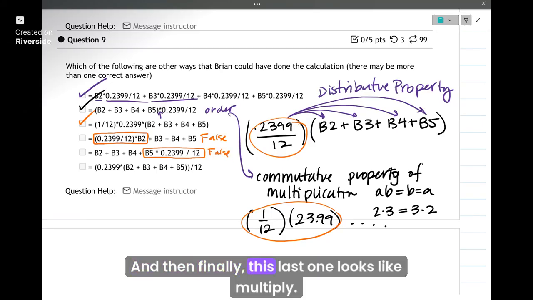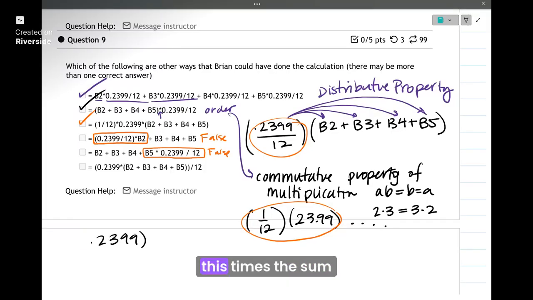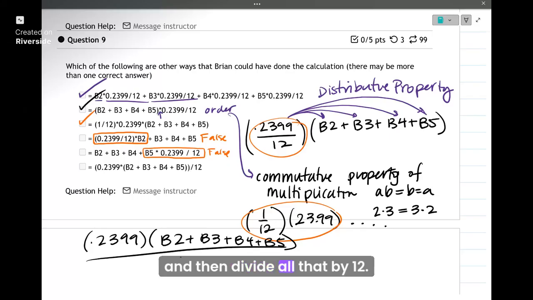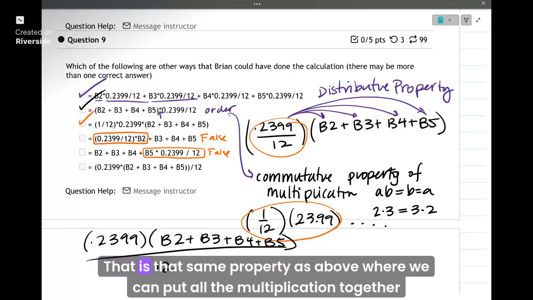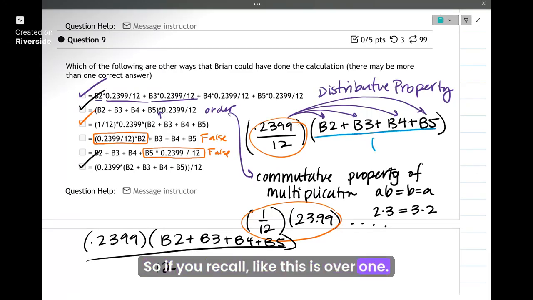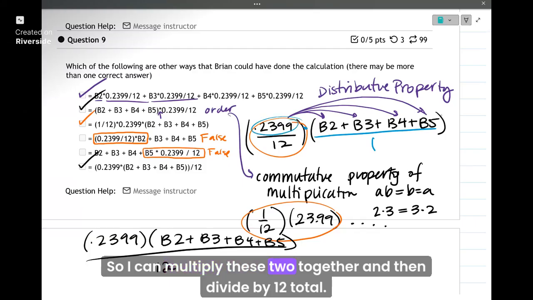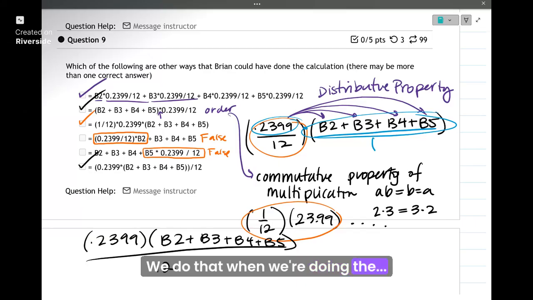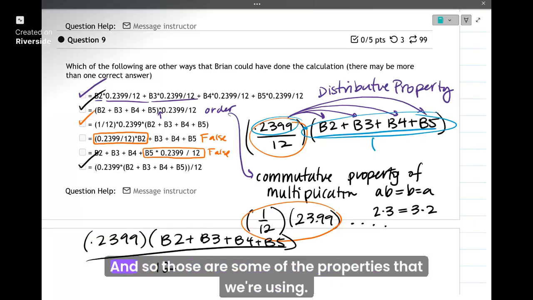And then finally, this last one looks like multiply this times the sum and then divide all that by 12. And that's also true. That is that same property as above, where we can put all the multiplication together because it's a fraction. So if you recall, this is over 1, so I can multiply these two together and then divide by 12 total. We do that when we're doing the dimensional analysis.